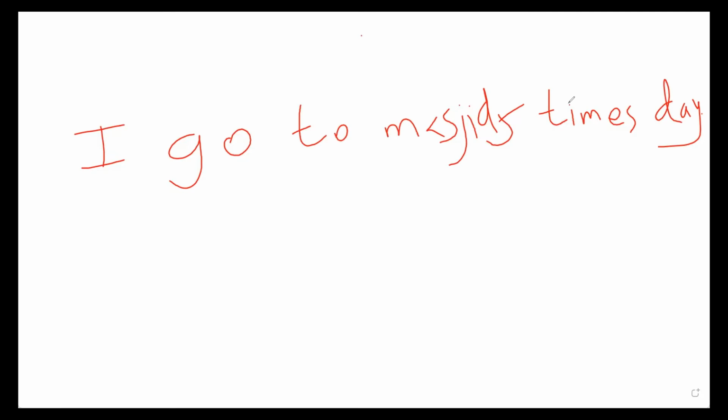Sorry, sir. Mic mute. Okay, நான் பள்ளிக்கு ஒரு நாளைக்கு 5 தடவை போகிறேன். Okay, right. So now, how do we say, நான் ஒரு நாளைக்கு 5 தடவை பள்ளிக்கு போறது இல்ல? How do we say that? I don't go to masjid 5 times a day. Very good. Second one, I don't go to masjid 5 times a day.